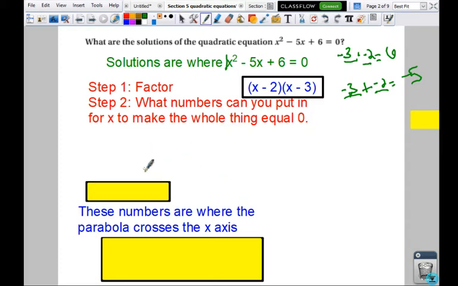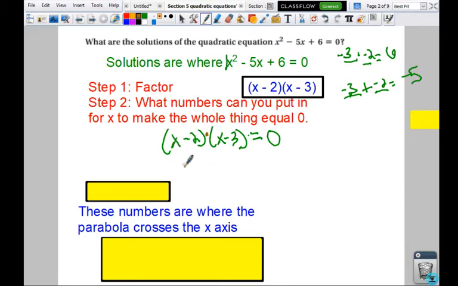All right. So we factored this, and we got x minus 2, x minus 3, and it's still going to equal 0. We still have this equals 0 here. I forgot to put it before. I want to know, what can I plug in for x to make the whole thing equal 0? I'm actually going to get two answers because there is a times in between these two parentheses.